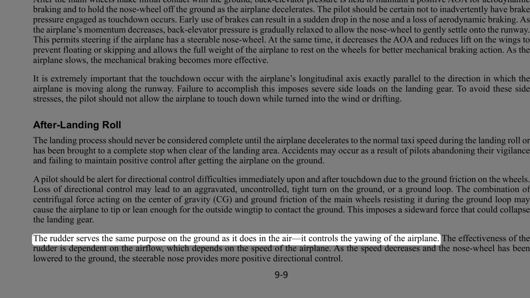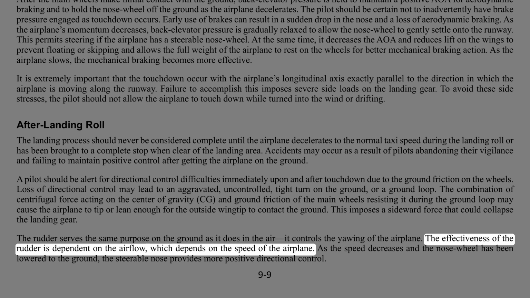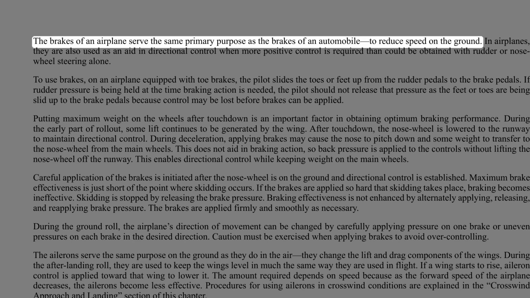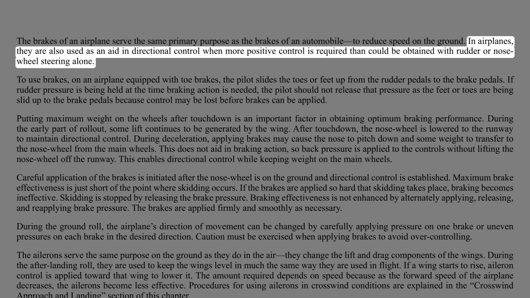The rudder serves the same purpose on the ground as it does in the air. It controls the yawing of the airplane. The effectiveness of the rudder is dependent on the airflow, which depends on the speed of the airplane. As the speed decreases and the nose wheel has been lowered to the ground, the steerable nose provides more positive directional control. The brakes of an airplane serve the same primary purpose as the brakes of an automobile, to reduce speed on the ground. In airplanes, they are also used as an aid in directional control when more positive control is required than could be obtained with rudder or nosewheel steering alone.